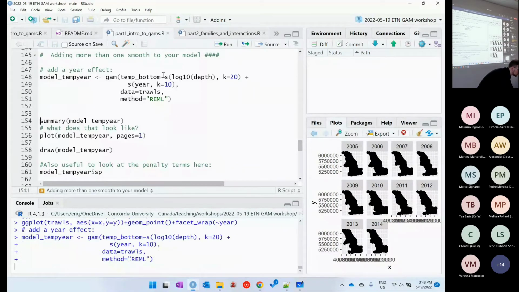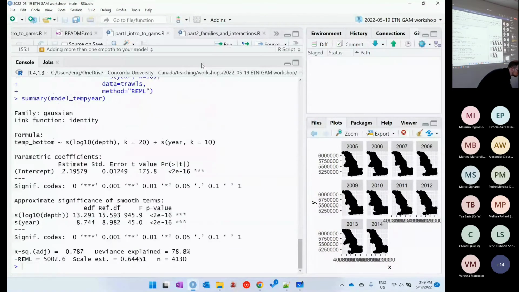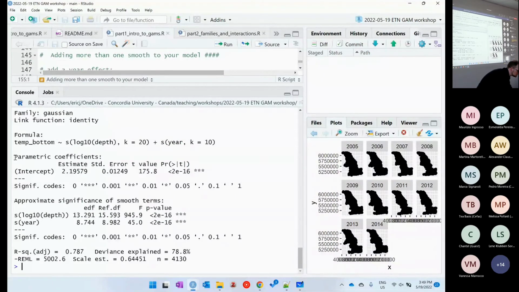This will only take a second to fit. We can take a look at what the summary table looks like here. You'll notice you still have your intercept. It's estimating basically the average intercept, so averaged across years and averaged across all the depths that are observed, it's estimating the average temperature is about 2.2 degrees. And then we're getting the smooths for depth and year. Both of these are significant. We're looking at an overall deviance explained of 78.8%.